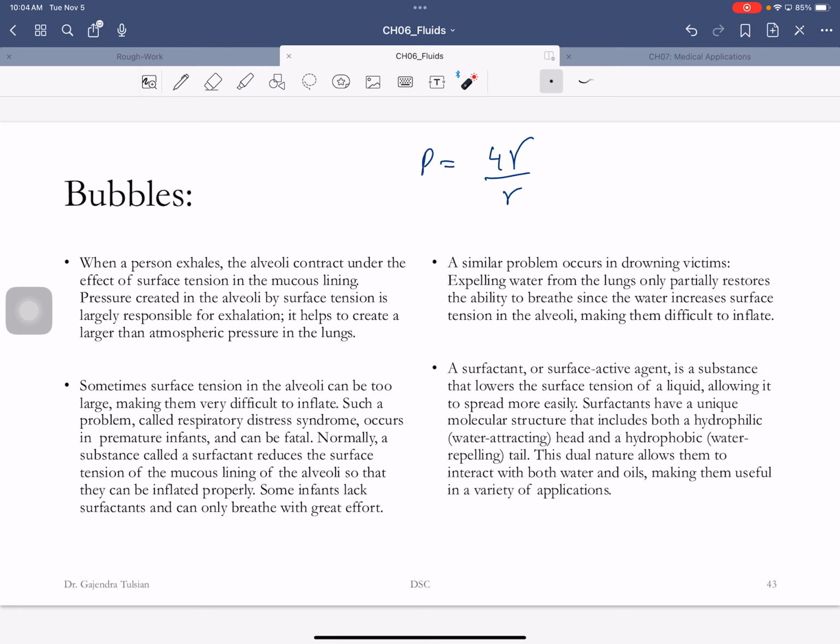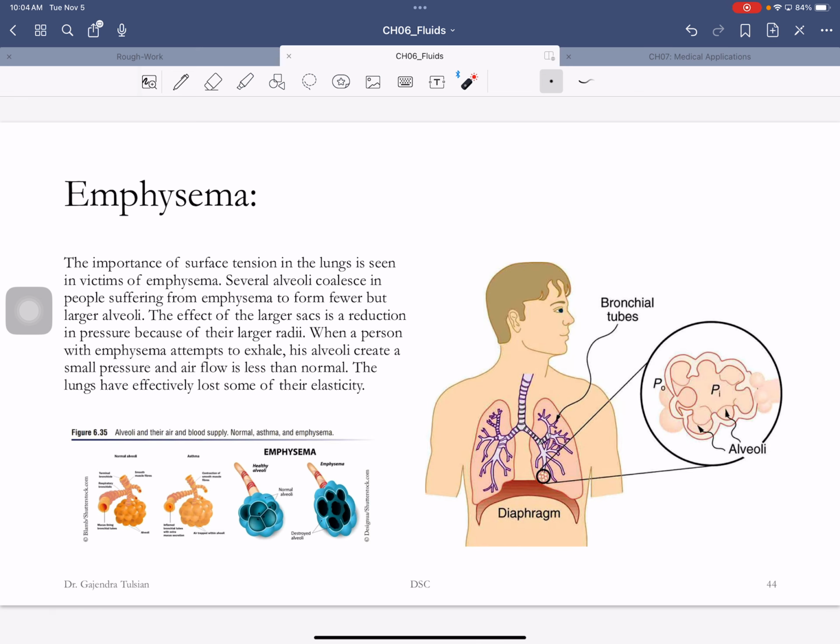All right, so a surfactant or surfactant agent is a substance that lowers the surface tension of a liquid. So soap does that, for instance. Okay, soap is a surfactant. Okay, so this diagram shows you in an emphysema patient, the alveoli have coalesced and get bigger. Okay, so in a victim of emphysema, several alveoli coalesce to form fewer but larger alveoli. The effect of larger sacs is a reduction of pressure because of their larger radii.